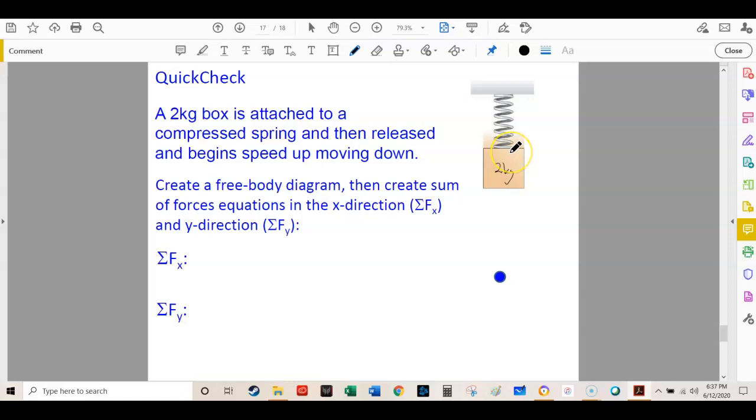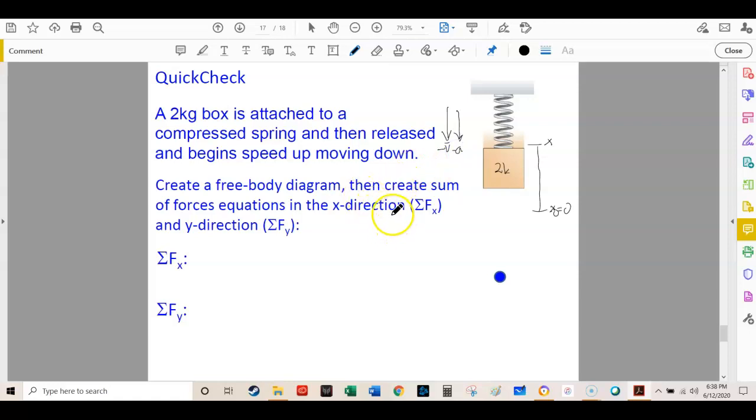You've got a 2 kilogram box, and you've compressed it. So you've pushed it in. It wants to be here, and now it's here. So this is x, and this is x equals 0. So this is x naught. It wants to be here, but it's here. So you've compressed it, and now you've let it go. And now it's going to be speeding up as it's moving down.